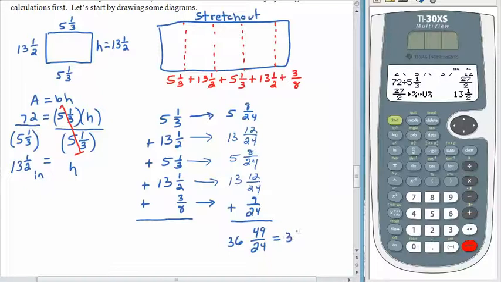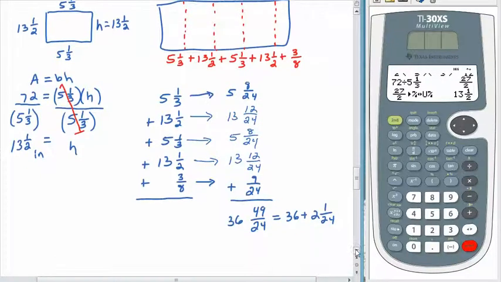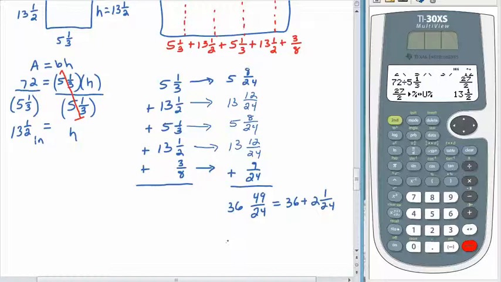36 plus, 24 times 2 is 48, so that would be 2 and 1/24. And in the end, that will give us 38 and 1/24 of an inch. That's how long that piece of metal needs to be.